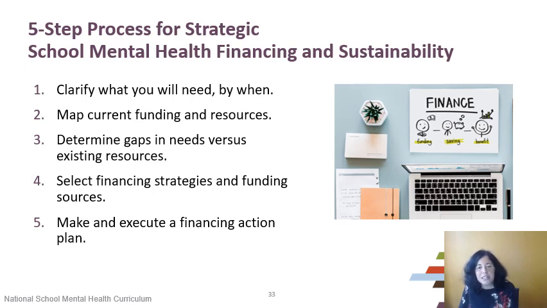The 5 steps include: 1. Clarify what you will need by when. 2. Map current funding and resources. 3. Determine gaps in needs versus existing resources. 4. Select financing strategies and funding sources. And 5, make and execute a financing action plan. Tools to support the strategic financing and sustainability plan are found on the next few slides and in the resources section.